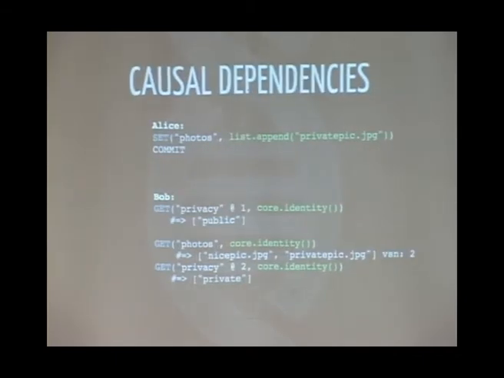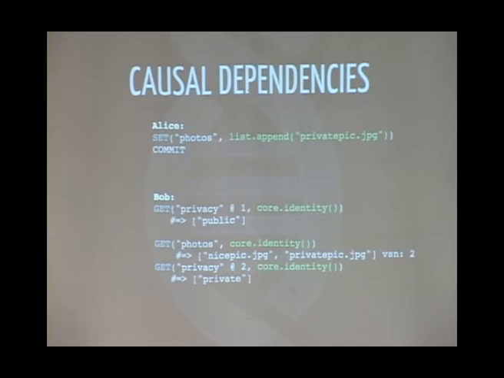And what happens next? After this, Alice says, okay, now I'm adding a private picture to the set of pictures, and I'm committing this. And now Bob, well, he's a little bit slow. Maybe he went to grab a beer, and now he's actually ready to see the list. And he asks the system, okay, what's the privacy at version 1? And it says, well, it's public. You can show it. And he shows the list of pictures that does not include a private picture.